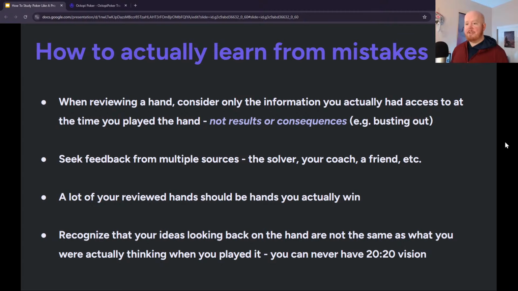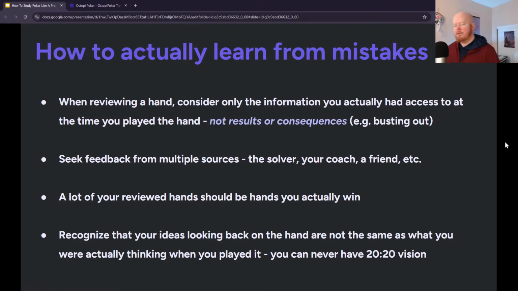Now, the other thing is that a lot of your reviewed hands should be hands that you actually win. If you are only reviewing hands that you lose, you're going to be incredibly biased in your assumptions and your evaluations of your play. You should be reviewing hands that you win. You should be reviewing situations where maybe even nothing interesting or nothing particularly consequential actually happens. But those are going to be some of the spots where you pick up information about potential blind spots that might exist for you. So it certainly should be the case that reviewing hands happens with hands that you actually win.